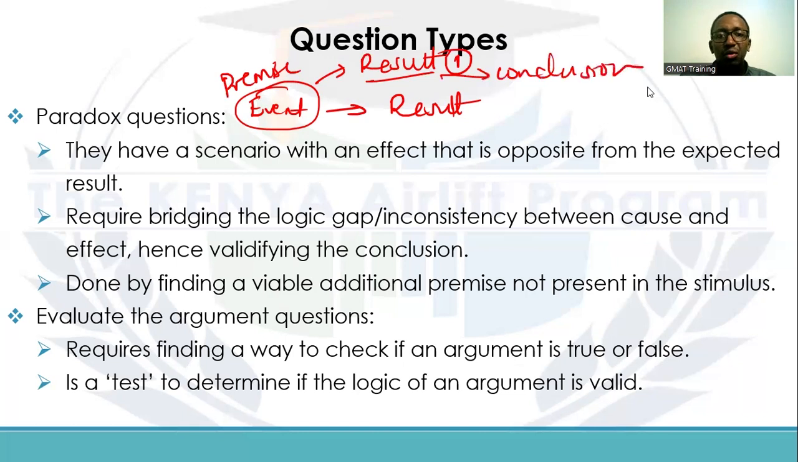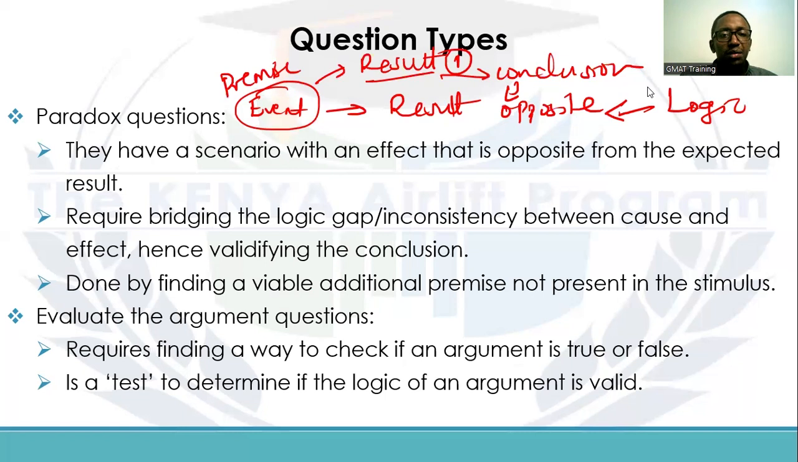But somehow we have a conclusion that is opposite of what you would have normally drawn from the information that you have. So you're supposed to figure out the logic behind this opposite conclusion. So what would make the conclusion be not as expected?